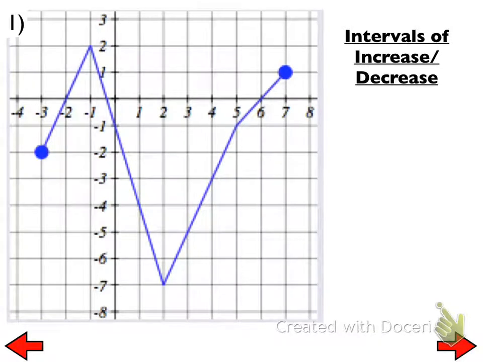So, number 1, we have a graph that sometimes we refer to things like this as piecewise functions because it's made up of several different graphs. I want you to turn to your shoulder partner and come up with all the intervals of increase and decrease. I'll get back to you in about a minute and a half.